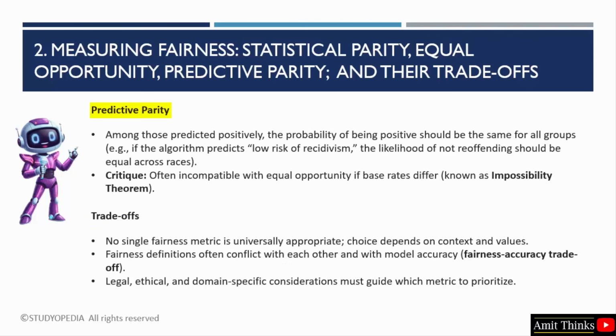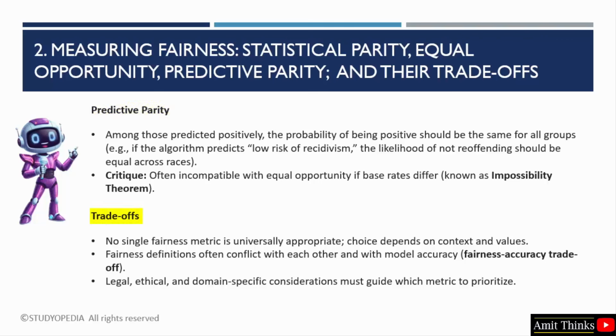It also includes predictive parity. For those predicted positively, the chance of truly being positive should be equal across groups. For example, low risk predictions should mean equal likelihood of not reoffending across races. Limitation: it conflicts with equal opportunity when base rates differ. This is known as the impossibility theorem.